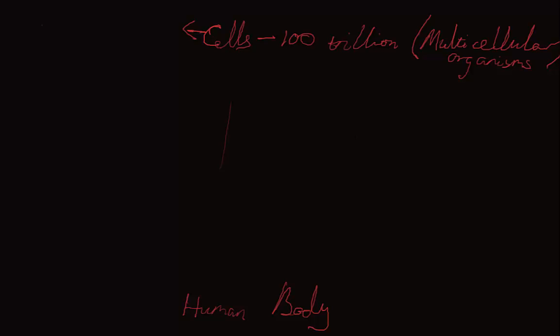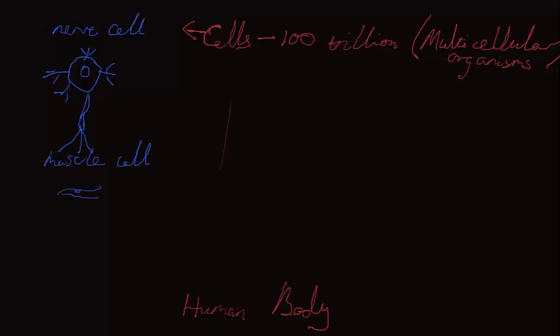A typical example will be the nerve cell. The nerve cell has long projections that enable it to send signals to other cells. And another example is the muscle cell, which has so many mitochondria to provide energy to the cell to perform its tedious tasks.